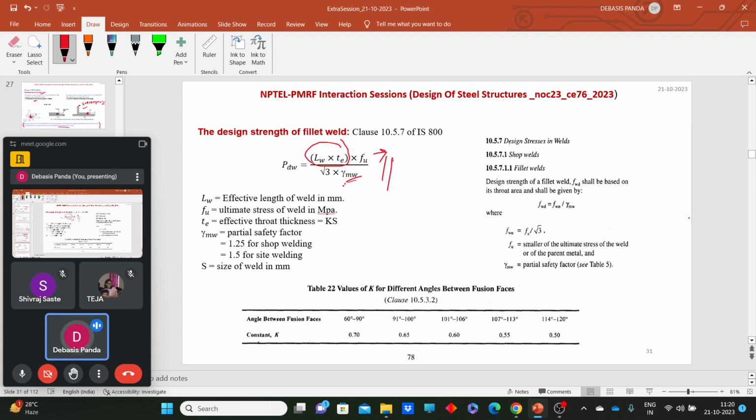So this formula is also important, per meter or per mm square. If you need to calculate this strength, you just take the ultimate strength divided by root 3 into gamma m0. And if you need to calculate it per meter, that means per length, then you just multiply by Lw, and per area, by t t. By this way you can manage these things. Okay.